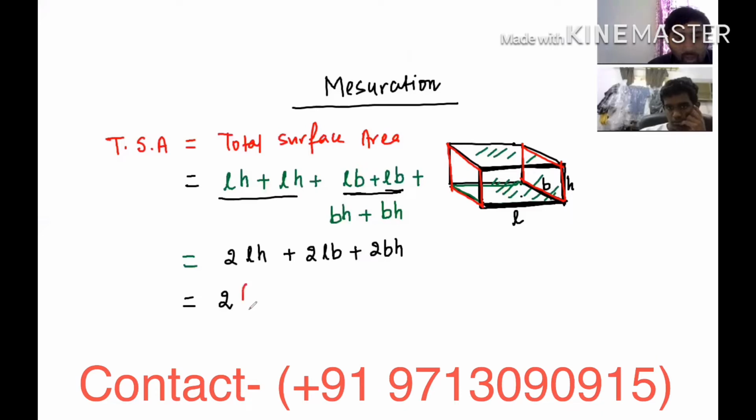Now we can take 2 common. It will be 2, LB plus BH plus LH. This is the total surface area. Fine. Okay, sir.